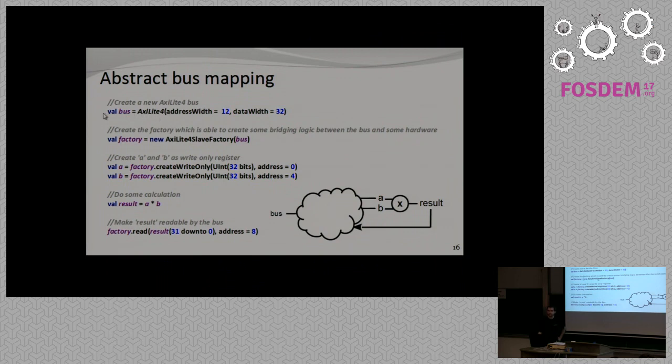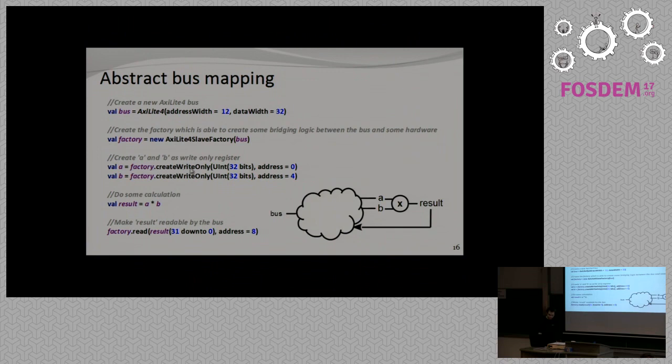This tool is, once again, implemented on top of SpinalHDL. It's not integrated inside it. And this tool will allow you to specify your register mapping in an abstract way, without having any knowledge of the bus timing. Then you can say A is something created from the factory, has a write-only register of this data type mapped at this address. And the same for B.